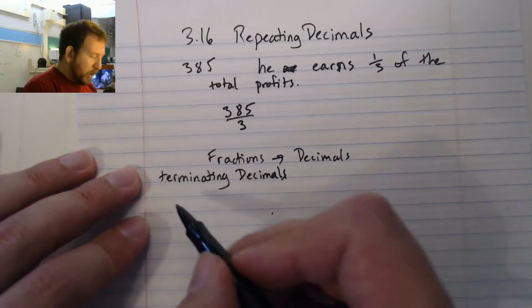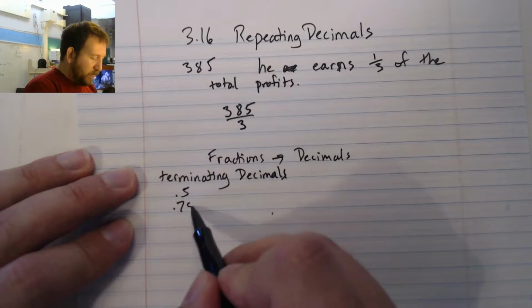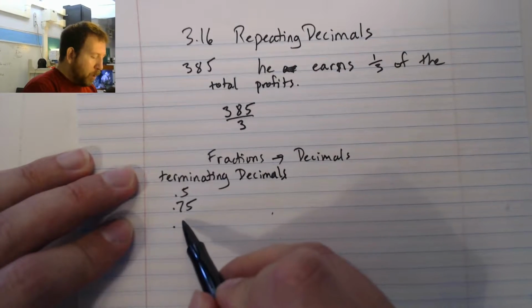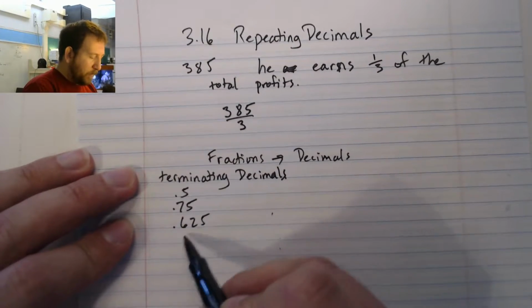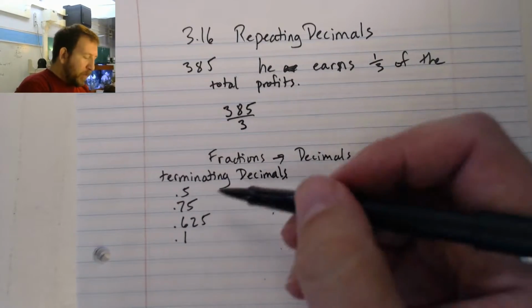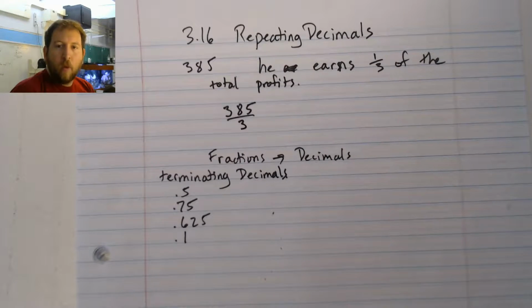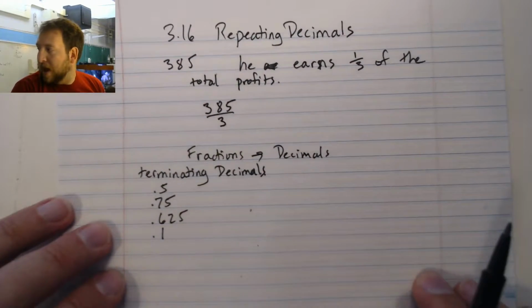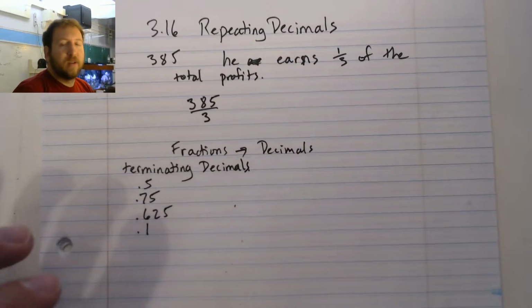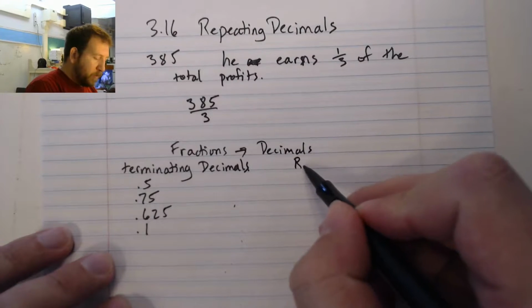These are numbers like 0.5, 0.75, 0.625, 0.1. These are nice because they end. They have an end point that I can definitely see when I'm writing out these decimals. However, there's a second kind that we will start to see when we're dividing particular numbers, and we call these repeating decimals.